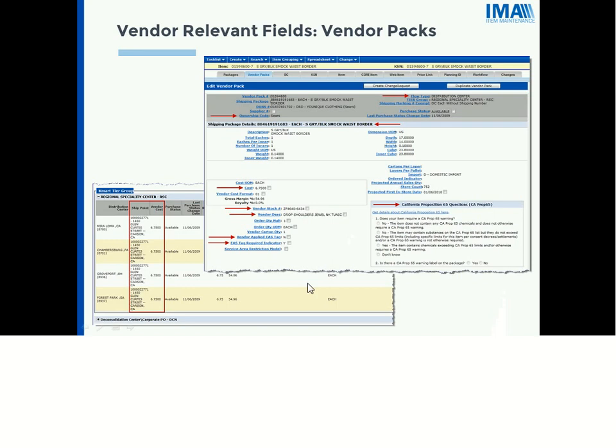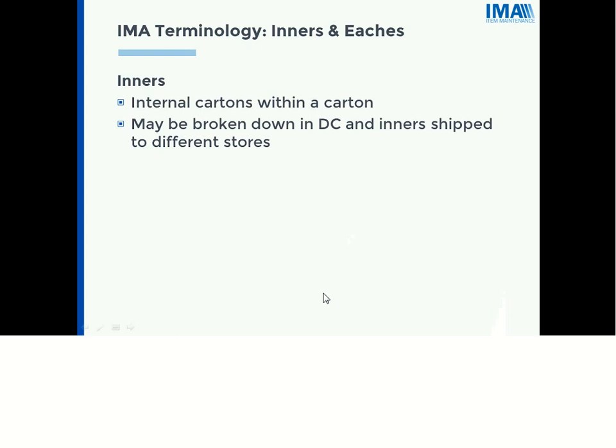Now, if you scroll further down the screen, there's a few different options, but let's say you're shipping DC, you will see ship points down here. And this is where we are coming to pick up the item from you to take to our DC locations here in the very far left. But in the red is where the ship points are. So inners and eaches. Inners are internal cartons within a carton. And they may be broken down in the DC, and then the inners shipped to different stores.